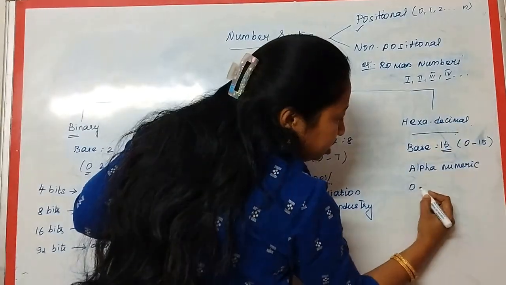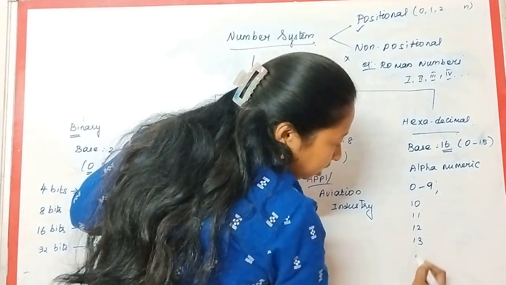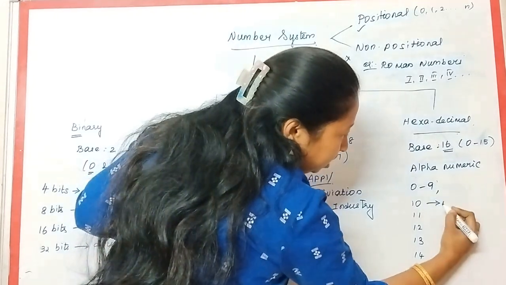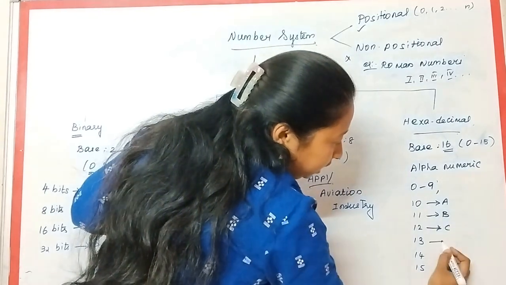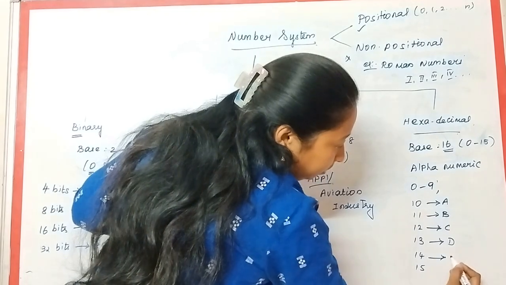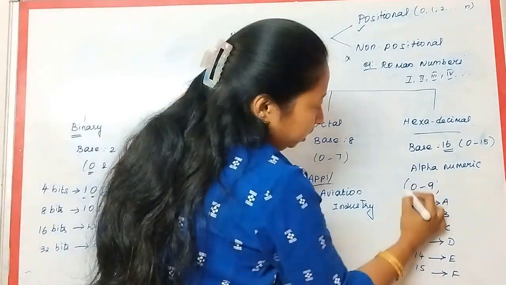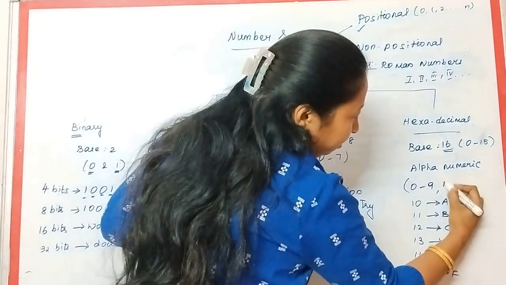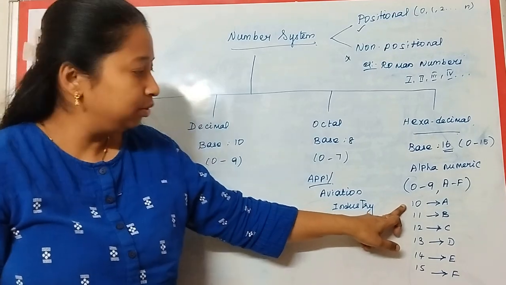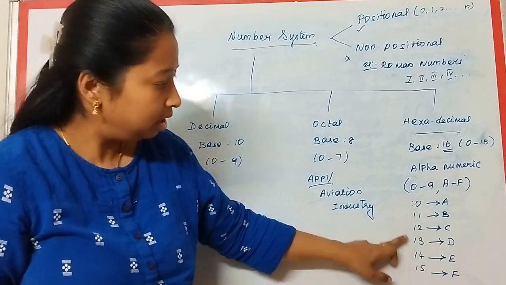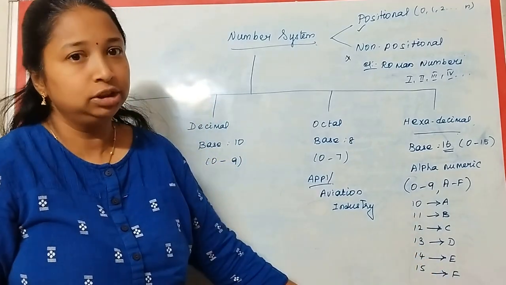Of the 16 digits, 0 to 9 it can hold, and the remaining numbers, that is 10, 11, 12, 13, 14, 15, are represented with alphabets. Like 10 is represented with A, 11 is represented with B, 12 is represented with C, 13 is represented with D, 14 is represented with E, and 15 is represented with F. Altogether, it can hold the numbers 0 to 9 and the alphabets from A to F, where A corresponds to the value 10, B corresponds to the value 11, and then C corresponds to 12, D corresponds to 13, E corresponds to 14, and F corresponds to 15.